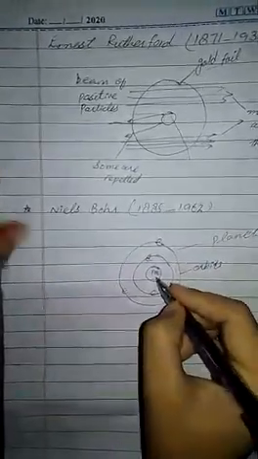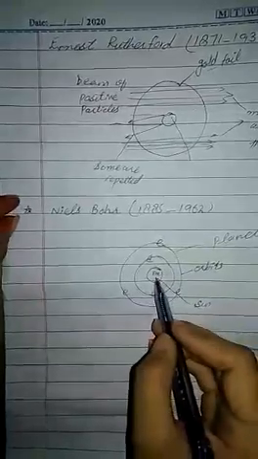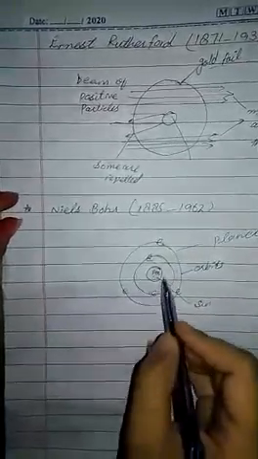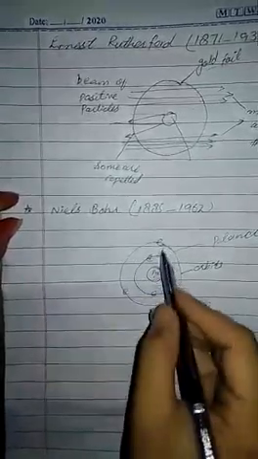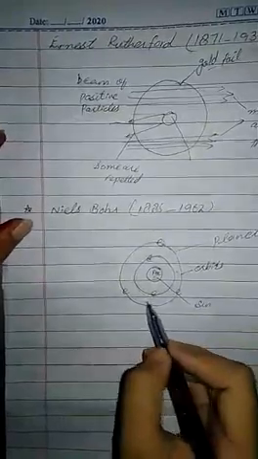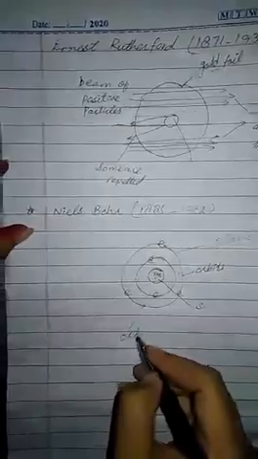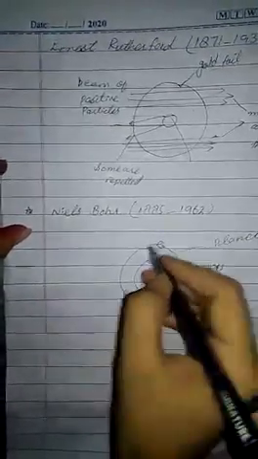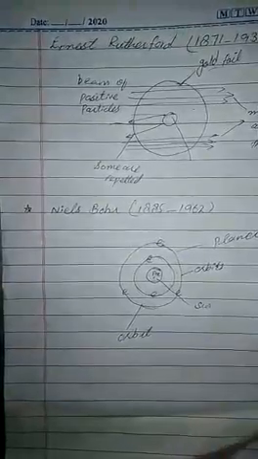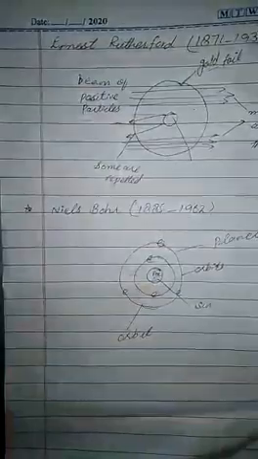Suppose this is the sun and these are the planets. So the nucleus is in the center, and around the nucleus electrons move. Electrons move in a specific path, so their path is called an orbit. Electrons move in their orbits with specific speed. So this is the idea of Niels Bohr.